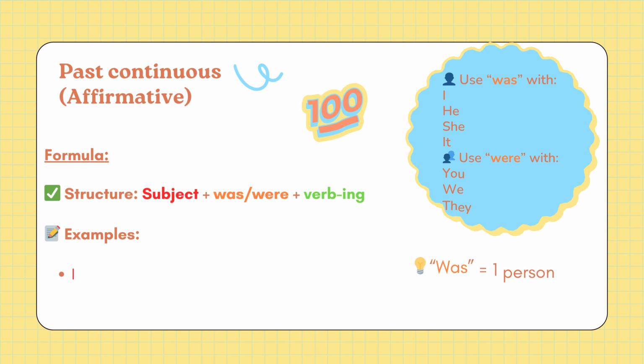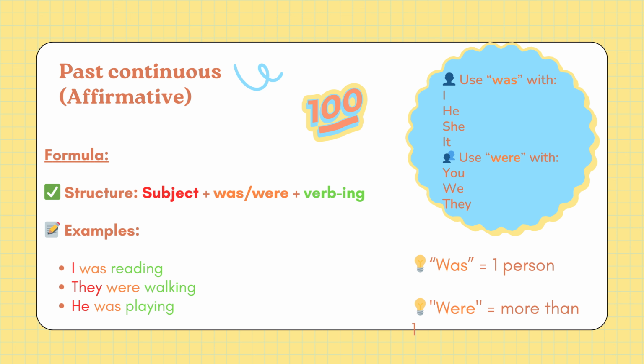Let's explore how to use the past continuous in affirmative sentences. The formula is subject, was or were, plus a verb ending in ing. Examples: I was reading. They were walking. He was playing. Use was for I, he, she, it. Use were for you, we, they. This helps show what someone was doing at a specific time in the past.